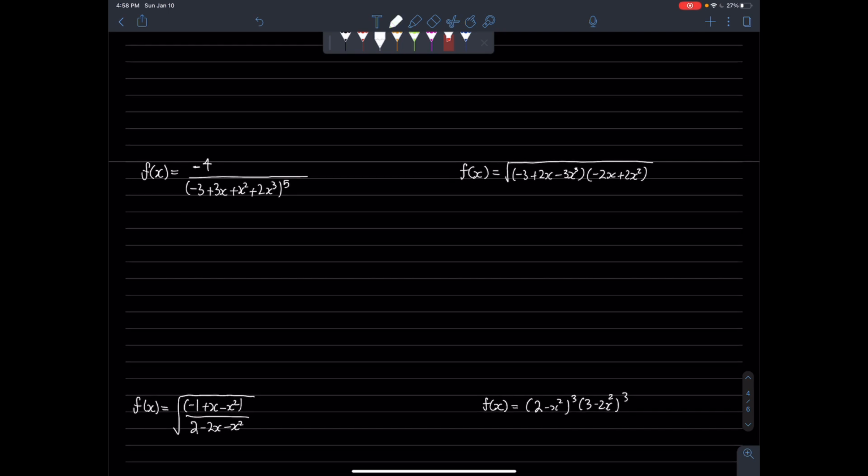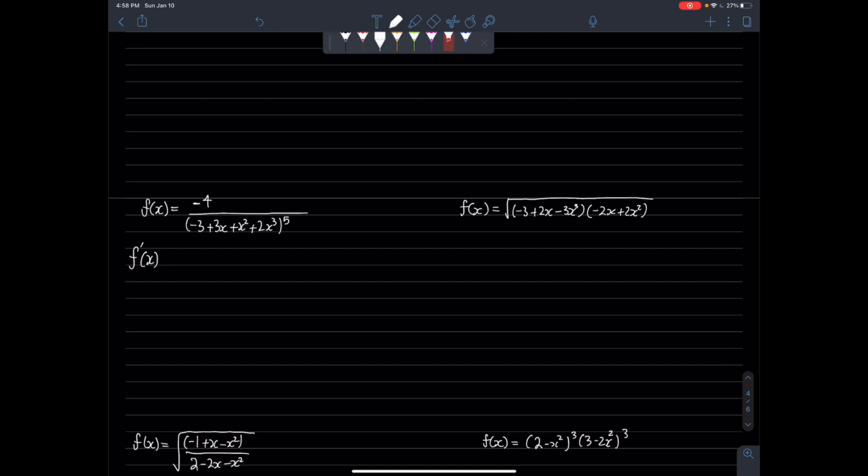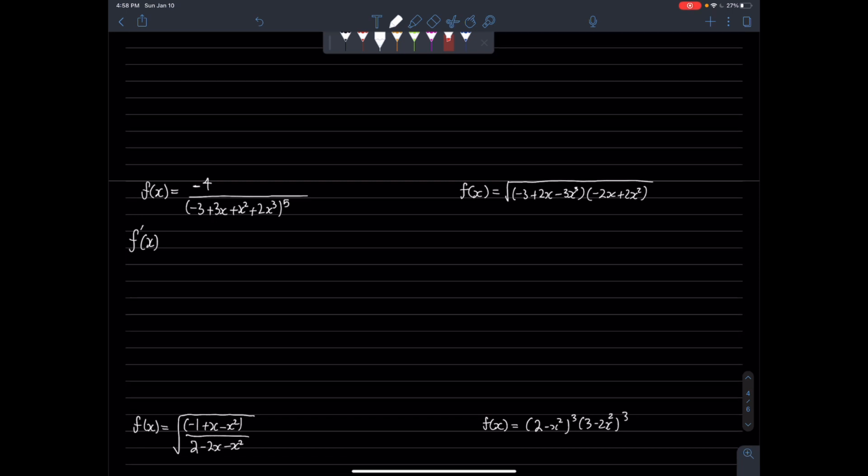In this one, you could use quotient rule, but quotient rule is annoying, so let's use chain rule. And one thing to note is for chain rule, you need to use the other rules. So in applying chain rule, you may need to apply quotient rule, product rule, and power rule. So if we want to do chain rule, we'll have to do this.